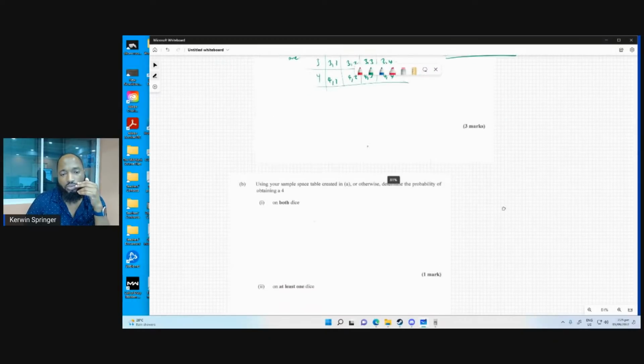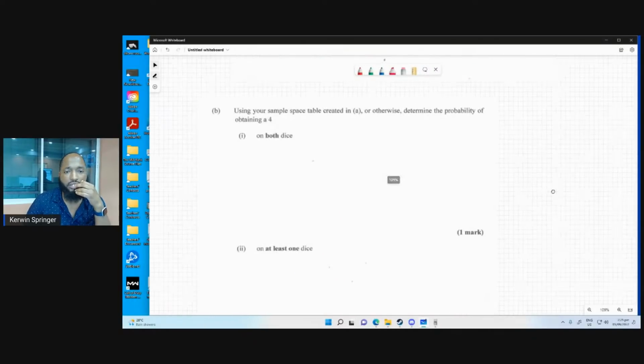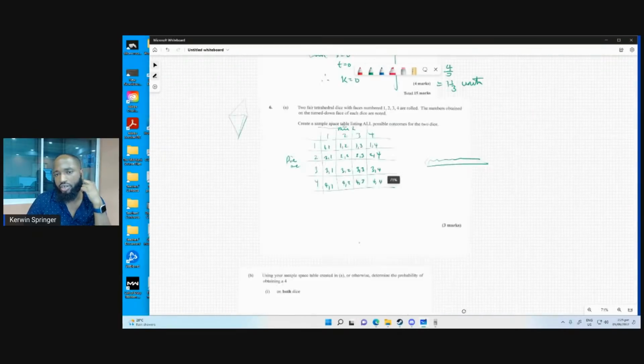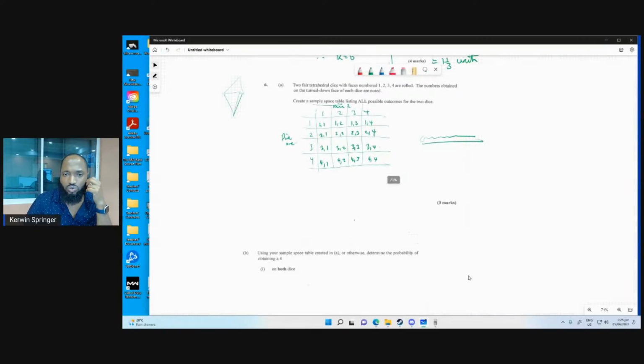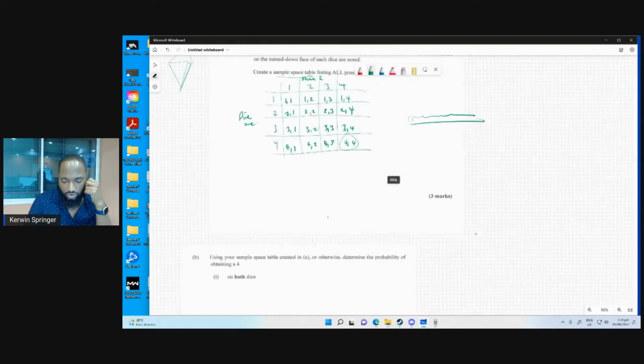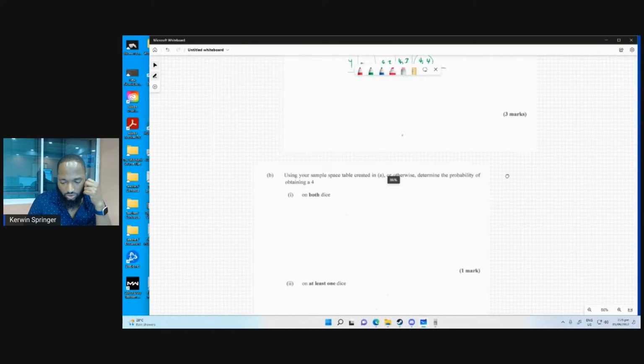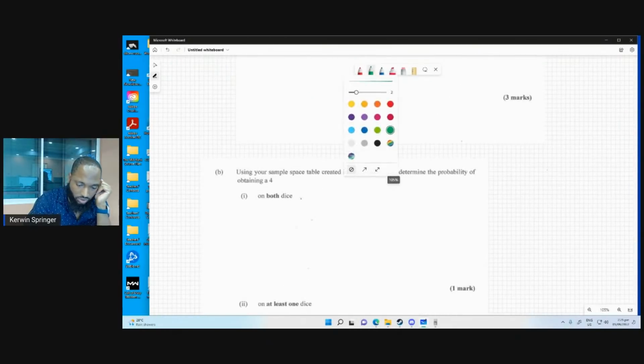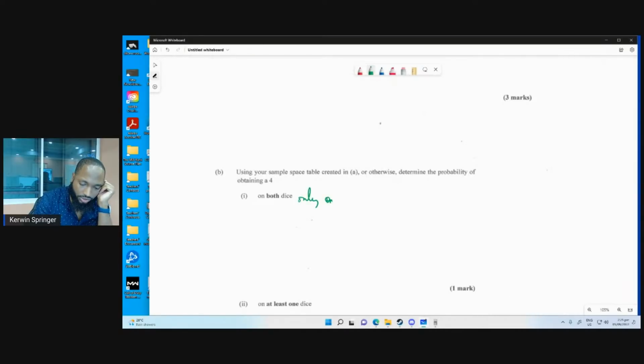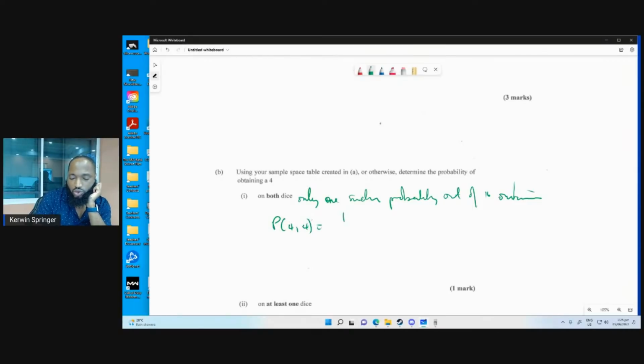Use your sample space table to determine the probability of obtaining a 4 on both dice. Only one such situation out of 16 outcomes. So the probability of obtaining a 4 on both dice is 1/16.